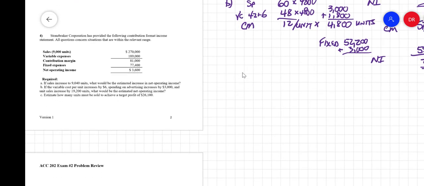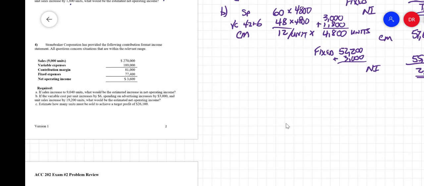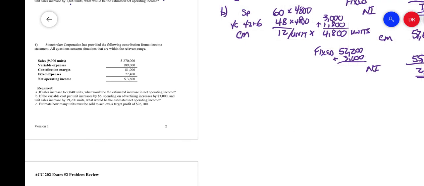Number 4 is going to be a similar problem. And with number 4, what we're looking at here is Stonebreaker. They provide the following contribution format income statement. Everything's in the relevant range. So they give us sales, variable expense, contribution margin, fixed expense, and net income. If sales increased to 9,040 units, what would be the estimated change in net operating income?